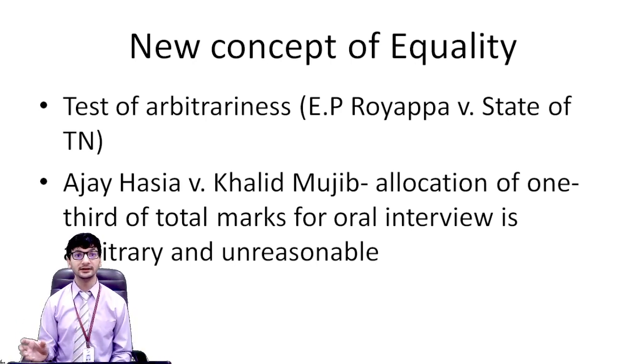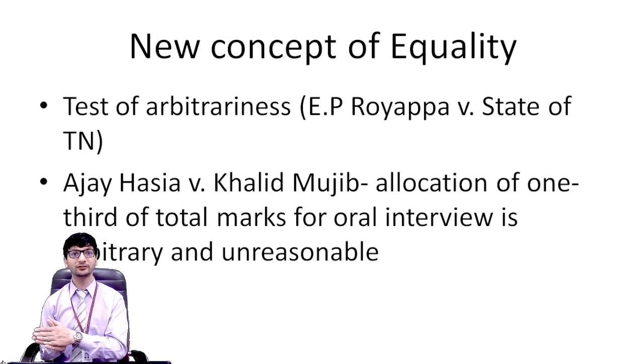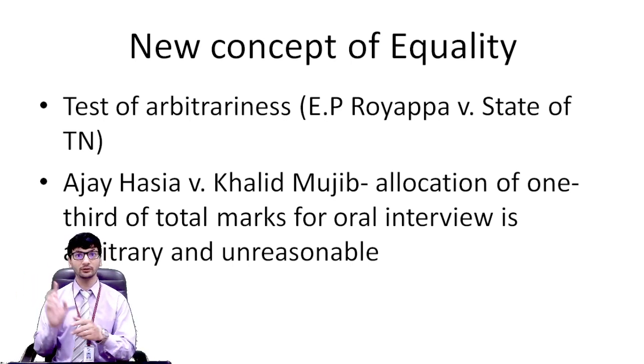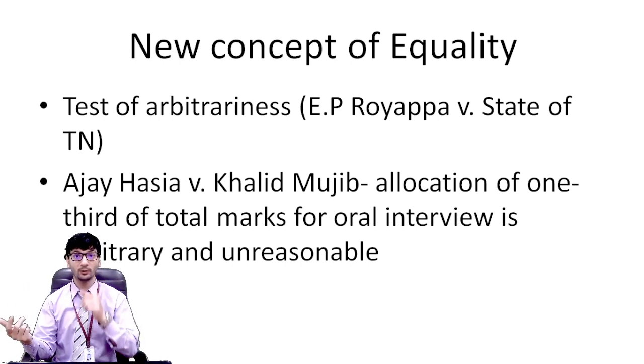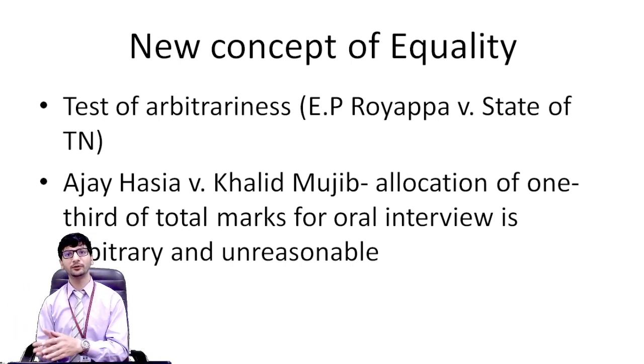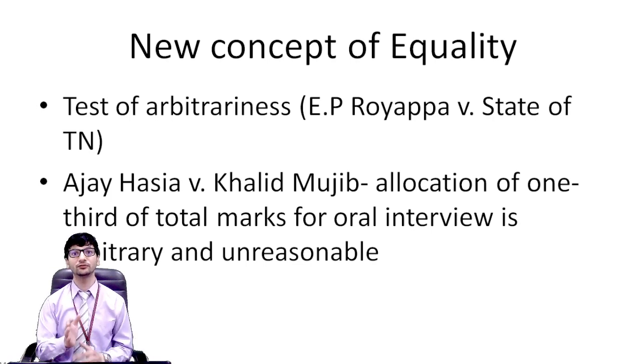It cannot be done. And whenever you say arbitrary, you no longer have to focus on reasonable classification or class legislation. If you are able to prove that a law is arbitrary in nature, it will be called against Article 14. And this was proved very easily in Ajay Hasia versus Khalid Mujib, that this cannot happen. Equal weightage has to be given, or whatever the format might have been.